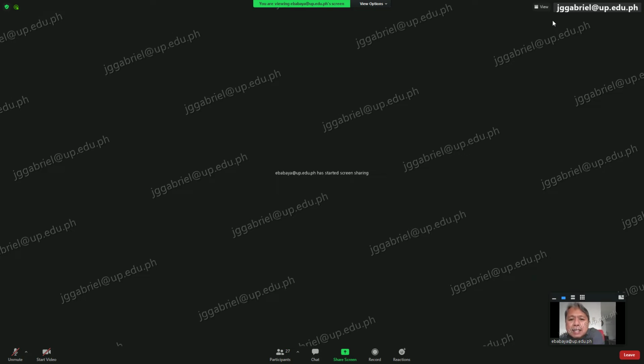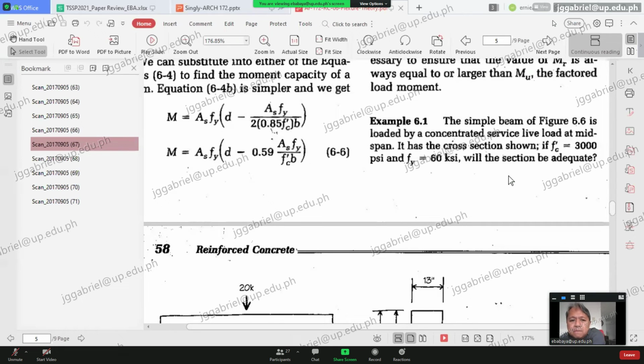Okay, do you see the PDF? Okay, good. This is the problem. Example 6.1. It says here the simple beam of figure 6.6 is loaded by concentrated service live load at mid-span. It has the cross-section shown, f'c equal to 3000 PSI and fy equal to 60 KSI. Will the section be adequate?